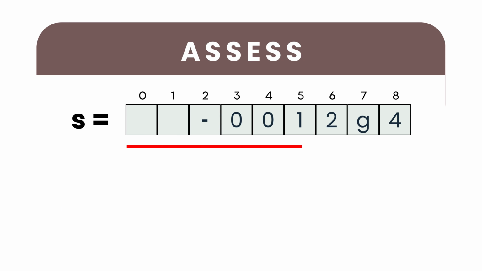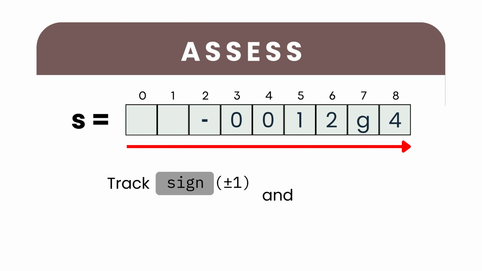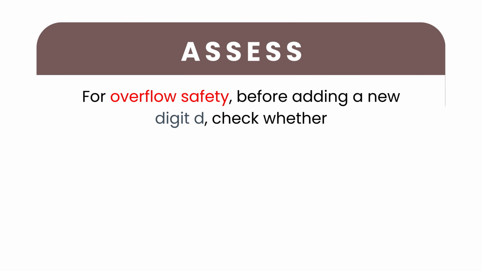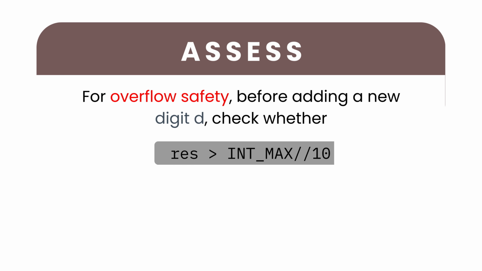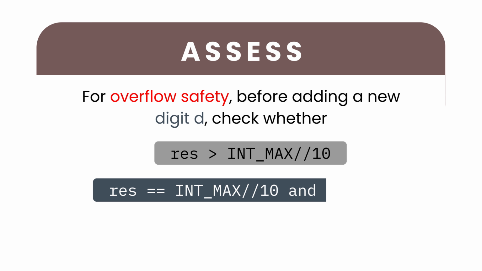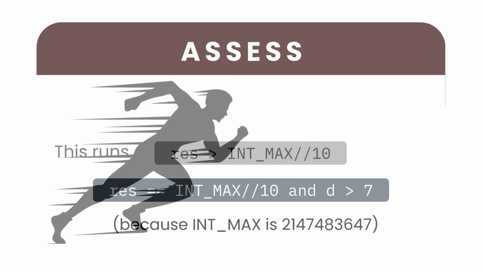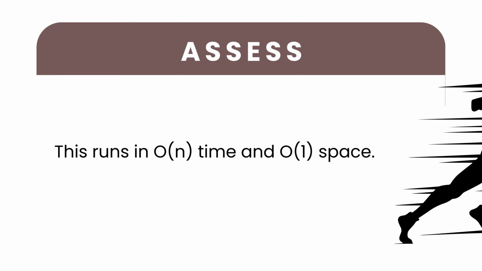Approach. We'll do a single left-to-right pass with index i. Track sign, plus or minus 1, and res, the number. For overflow safety, before adding a new digit d, check whether res is greater than int_max//10, or res equals int_max//10 and d is greater than 7, because int_max is 2,147,483,647. This runs in O(n) time and O(1) space.